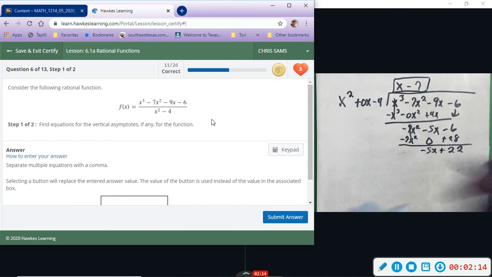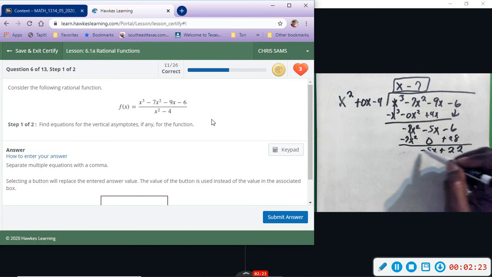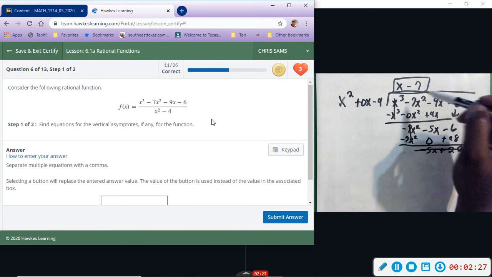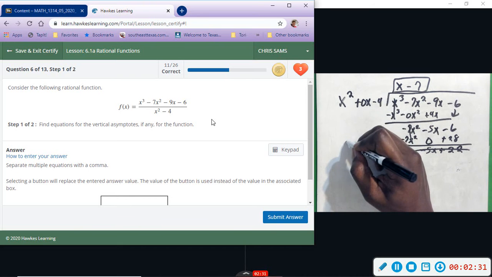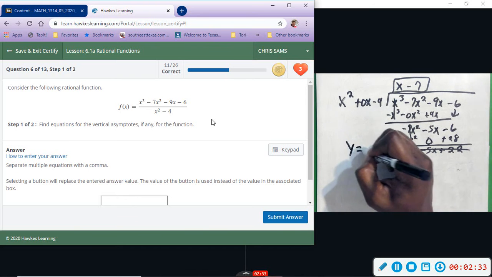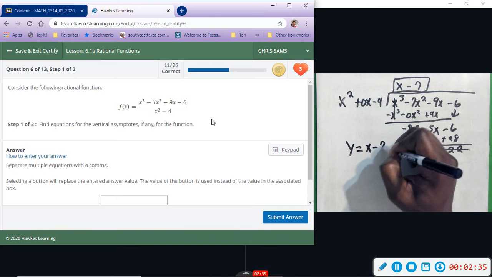Alright, so here's my linear factor. I got a remainder. X squared is too big. We're not dividing. We're multiplying. So the remainder, for the first time that we've seen, you don't have to worry about it. It's not part of your oblique. It's only the linear factor that you get. So your oblique is going to be y equals x minus 7.